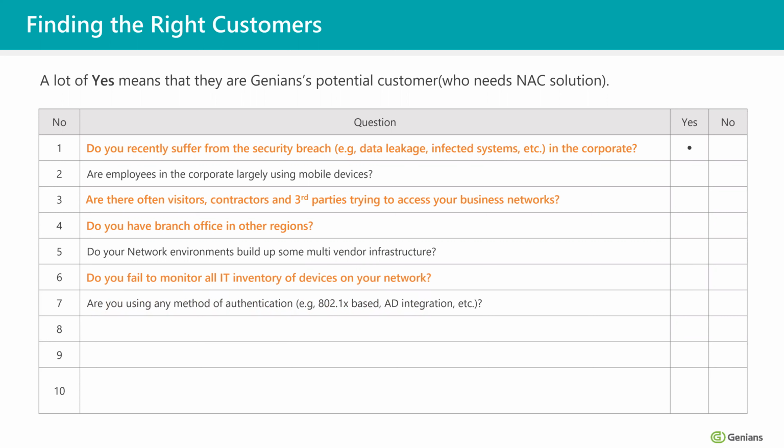Fourth, do you fail to monitor all IT inventory of devices on your network? Today, I just bring up IT inventory, but the actual meaning of this question is that visibility is essential. Visibility in real time should be followed up to monitor and secure your customer's business environment. As you may know, other NAC vendor products lack visibility in real time, but Genians NAC identifies the status of devices every time they change.